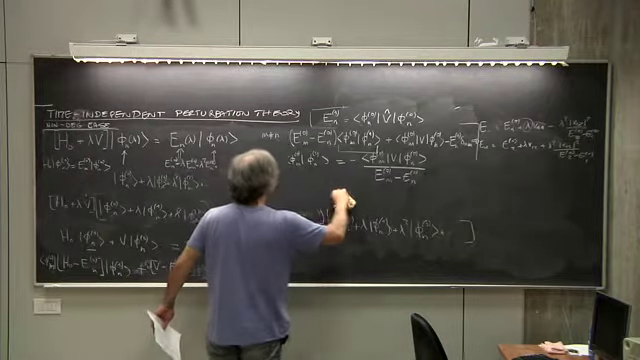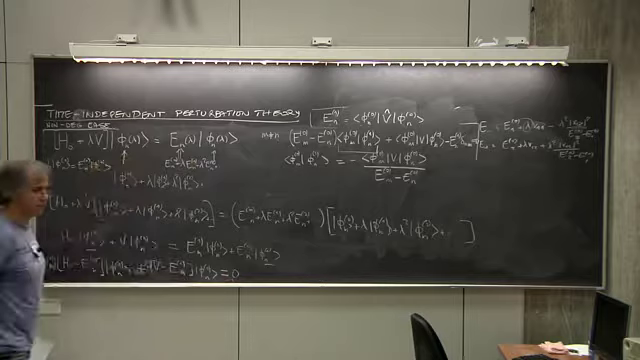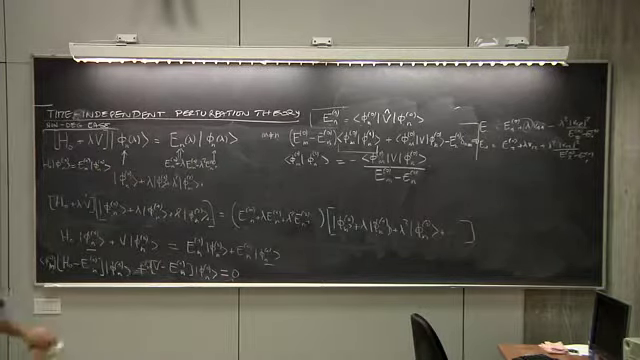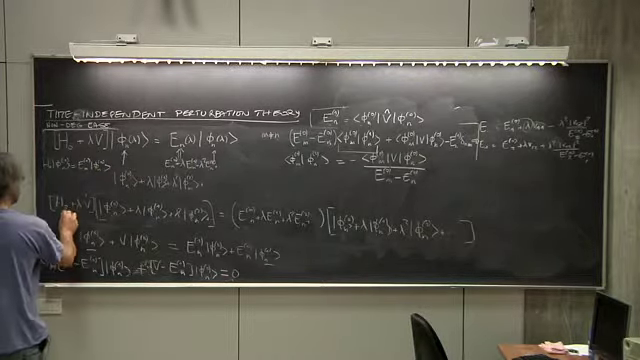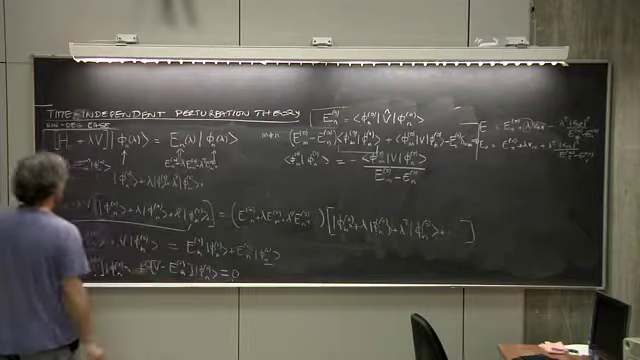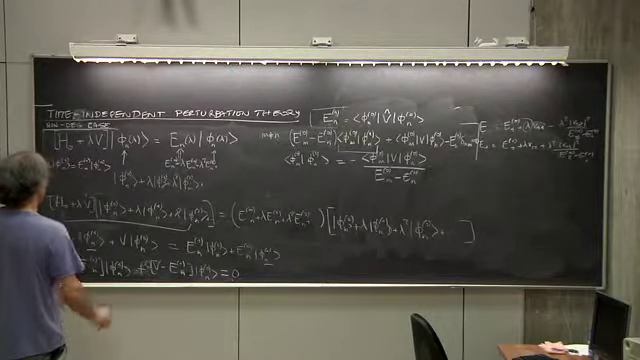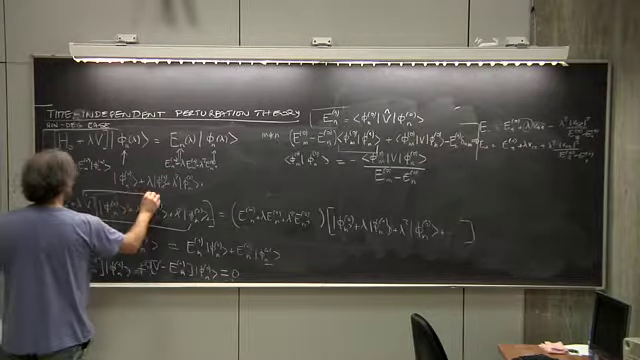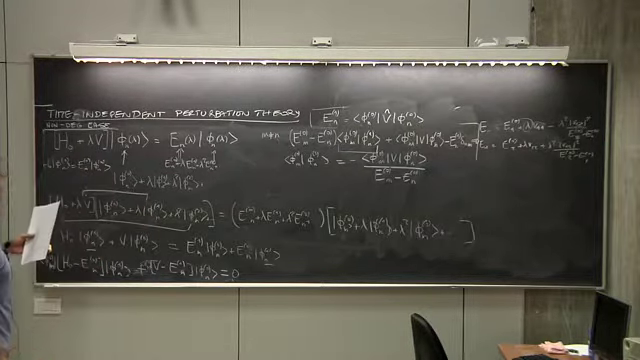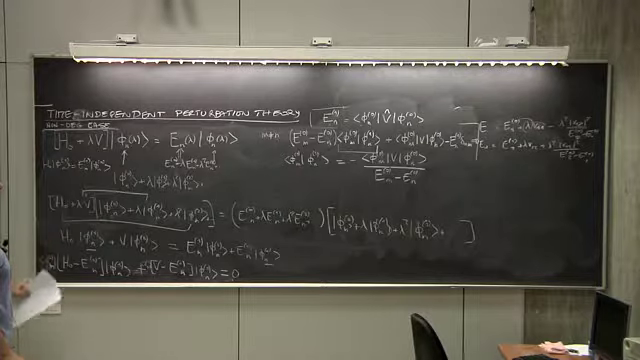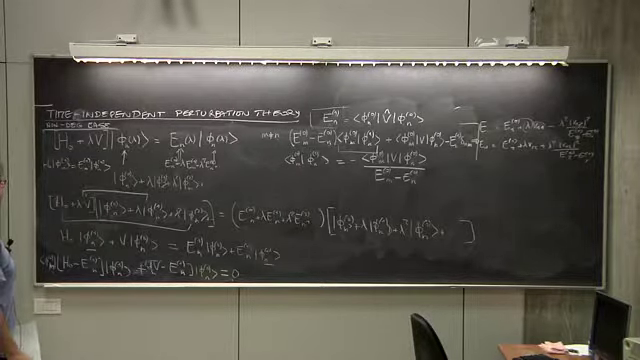How do I get lambda square out of these products? Well, for instance, I can get it from here, I can get it from here, okay? And that's it, right? Very good.